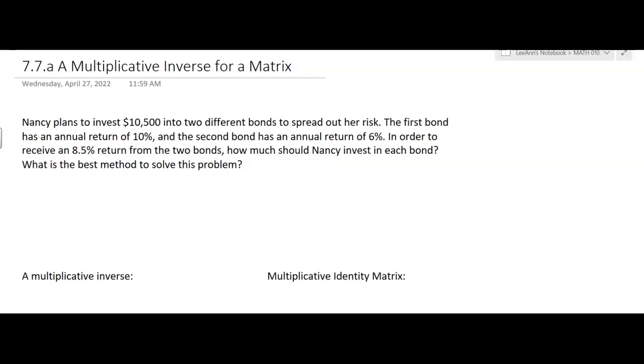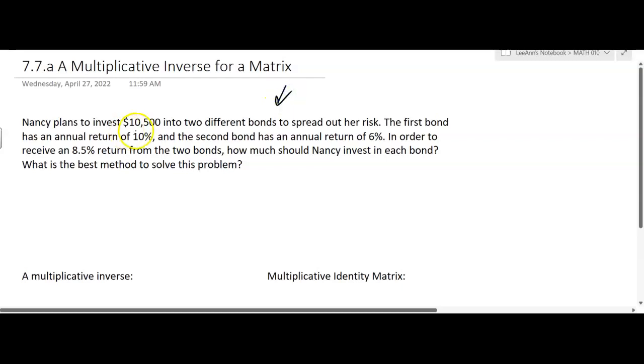Okay, so in this section, you might have noticed we skipped 7.6. We also skipped 7.4, but that's okay. We're going to talk about a multiplicative inverse for a matrix and how we use those to solve a system of equations. Well, to start out the chapter, they start with this problem, and I want to talk a little bit about how you set up a problem like this.